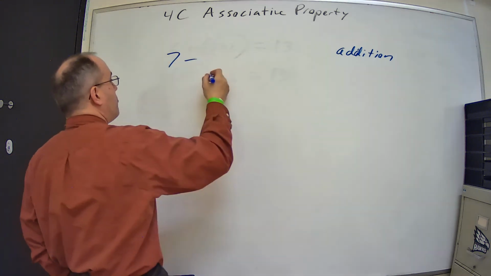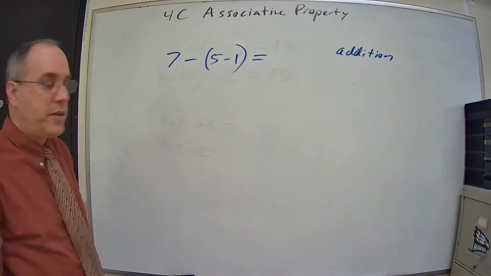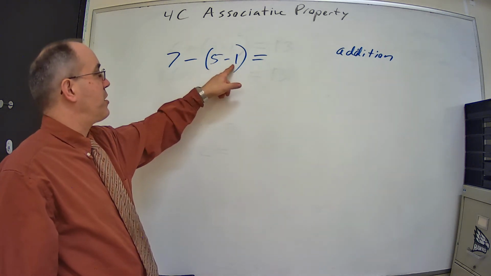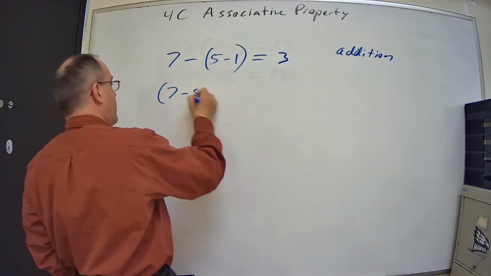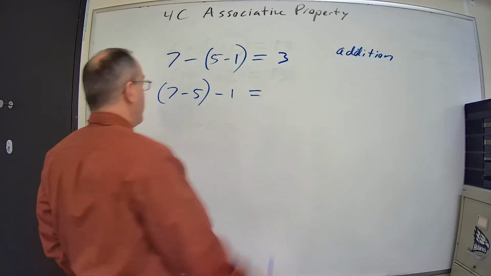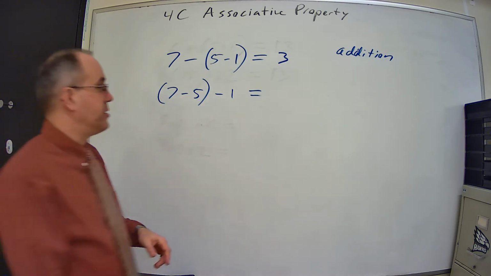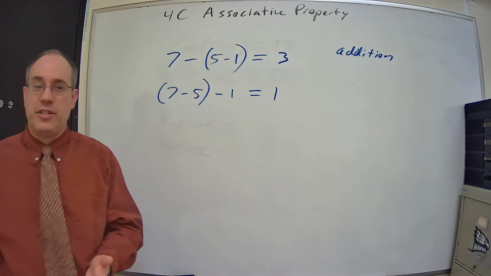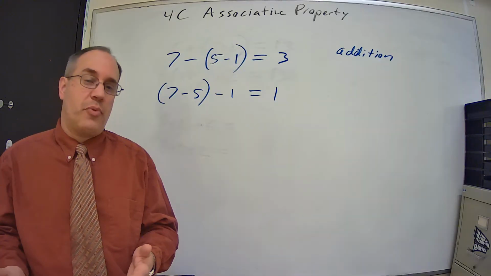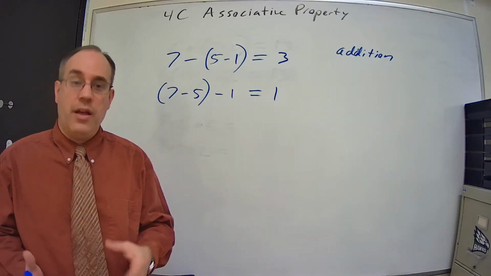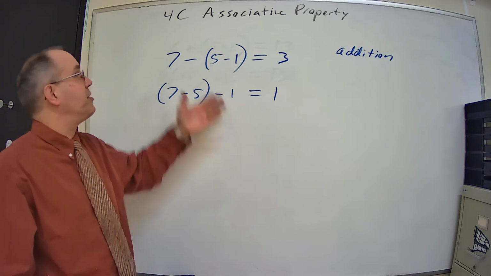What if I have 7 minus (5 minus 1)? Order of operations says 5 minus 1 comes first, gives me 4. 7 minus 4 is 3. Now if I go (7 minus 5) minus 1, that tells me I have to subtract this first. So 7 minus 5 is 2. 2 minus 1 is 1. Subtraction is not associative. And that should make sense with my previous statement that the associative property is really a special case of the commutative property. Remember that subtraction was not commutative, so it also is not associative.